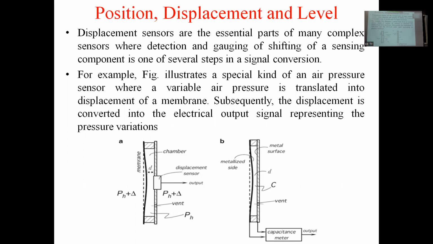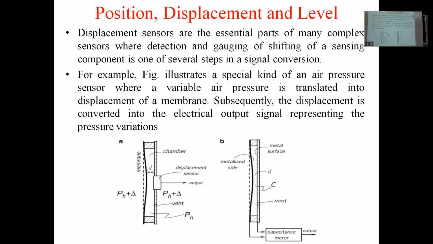C is equal to... What is the formula for capacitance, C? Q upon V. So the capacitor can be expressed in terms of area and distance, that is, the distance between two plates and the cross-sectional area. In that form, C is equal to epsilon A divided by D, right? C is equal to epsilon A divided by D.